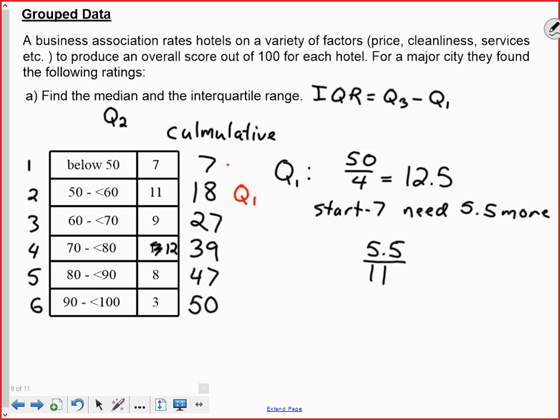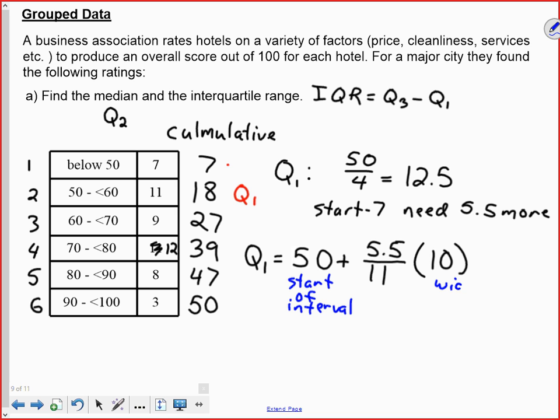Now, we want to take that fraction and turn it into a value in terms of the rating of the hotel. The start of this second interval is 50. And the width of this interval is 10, because it goes from 50 to 60. This is how we calculate our Q1 value. This is the start of the interval, it starts at 50 and goes to 60. This is the width of the interval, which is 10. And this in here is the fraction of numbers out of that interval that we need to get up to that Q1 value.